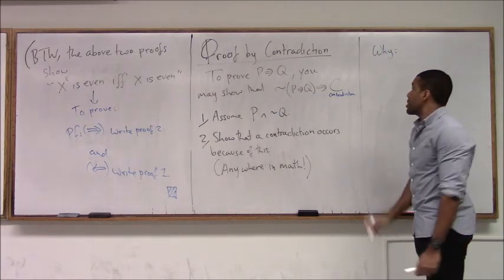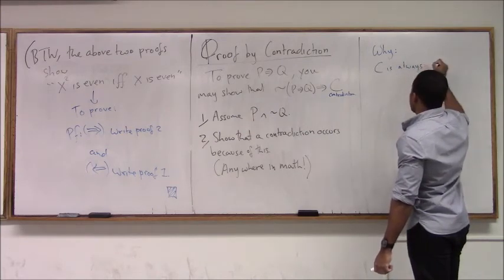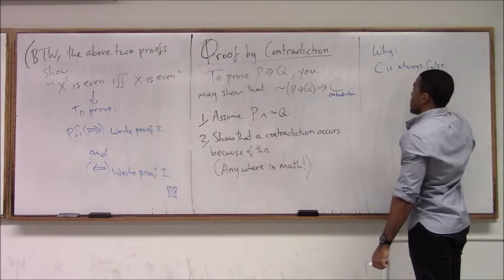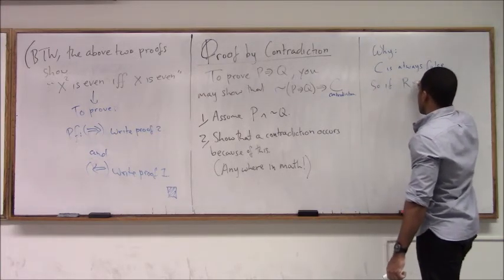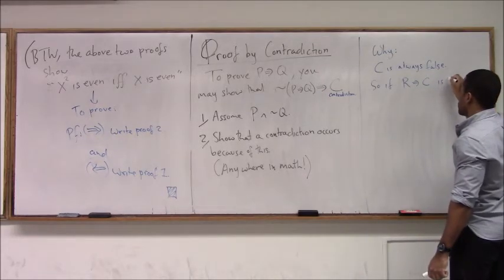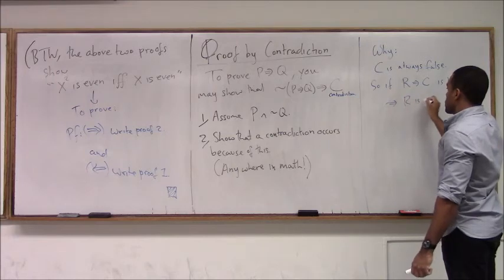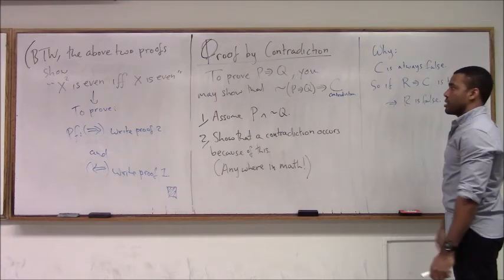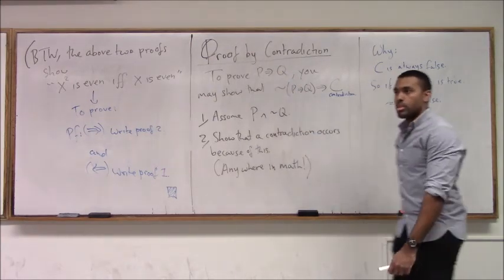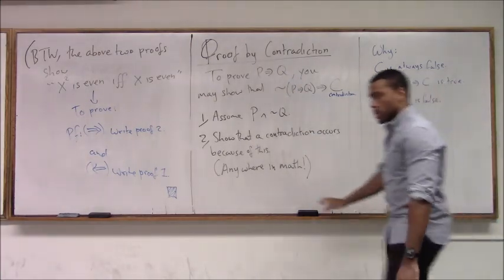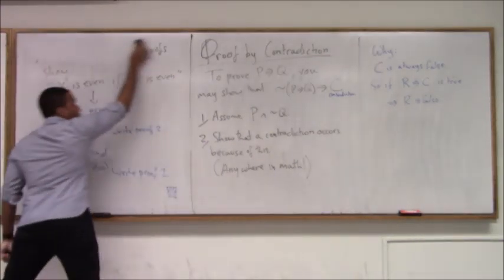Why does this work? Well, C is always false, right? So if I actually prove an implication that says R implies C is true, this would mean R is false, right? But if I say the negation of something is false, it means the original thing is true. So that's why a proof by contradiction would work. It all goes back to the truth tables and you playing with logical symbols.